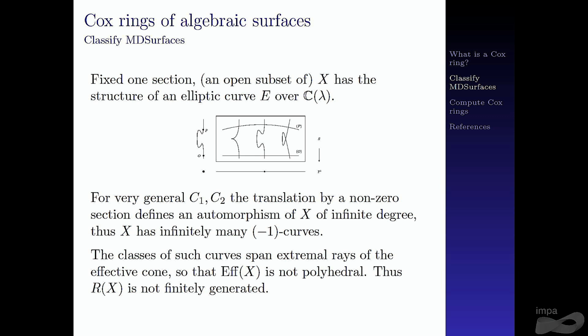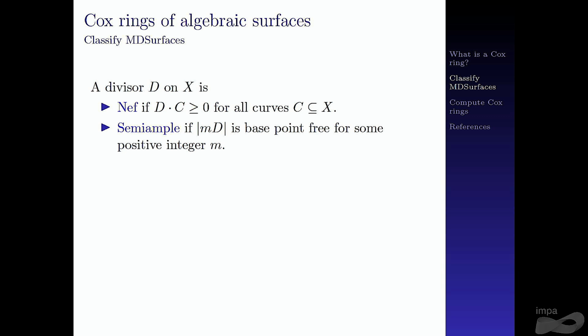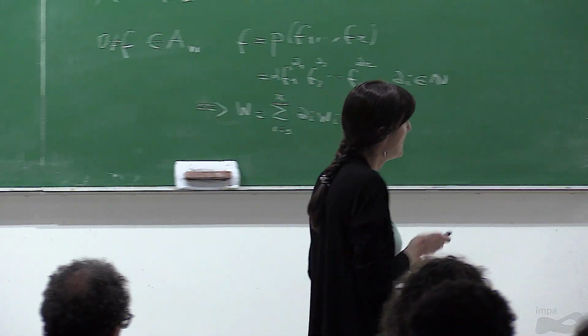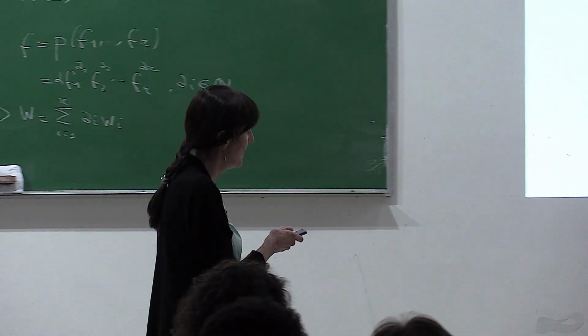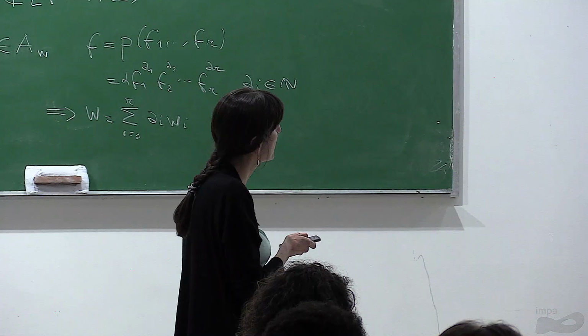Okay, so unfortunately, this is not the only obstruction we have. We have another one, which is kind of more geometric. I recall that a divisor is nef if it has no negative intersection with all curves on the surface. And it is semi-ample if it has a positive multiple such that the associated linear system is base point free. Maybe it's not the canonical definition, but it is easier for this talk.